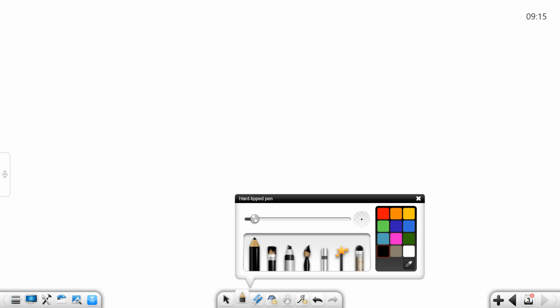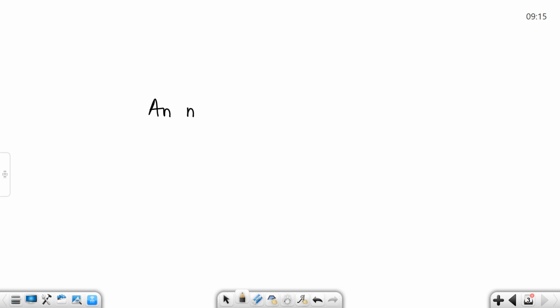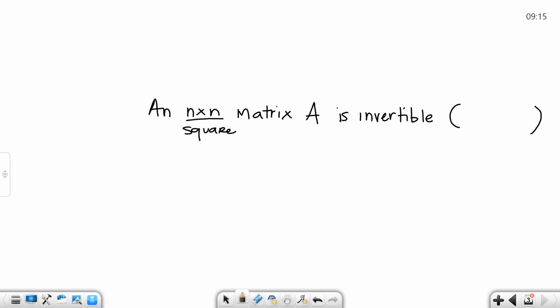An n by n, so here's your definition. An n by n matrix A is invertible. And we'll stop there for a second. There's a really important clause, actually a prepositional phrase, an n by n matrix. What does this mean? The number of rows equals the number of columns. Which is it? A square. Perfect. It has to be square. So you can't find the inverse of a matrix if it's not square.